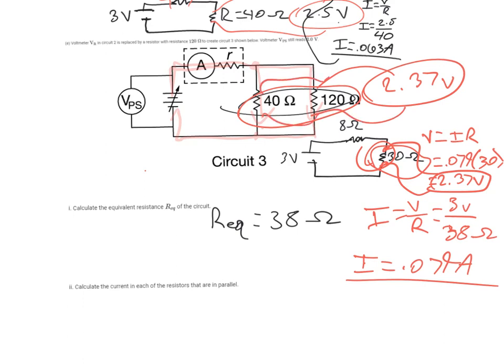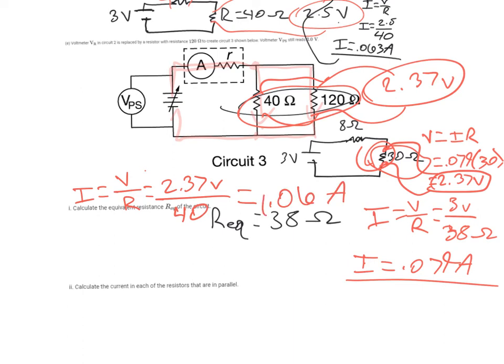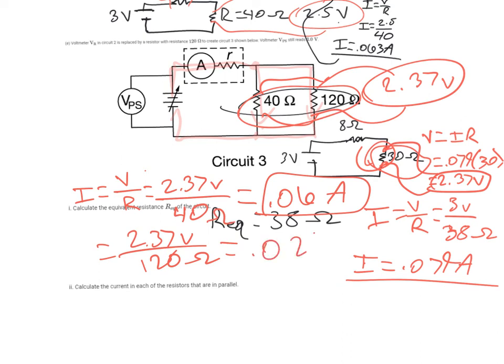So to find the individual current for each one, it'll be V over R. So 2.37 volts over 40 is roughly 0.06 amps. And then you do the same thing, 2.37 volts over 120 ohms. And that'll give you the rest, about 0.02 amp.